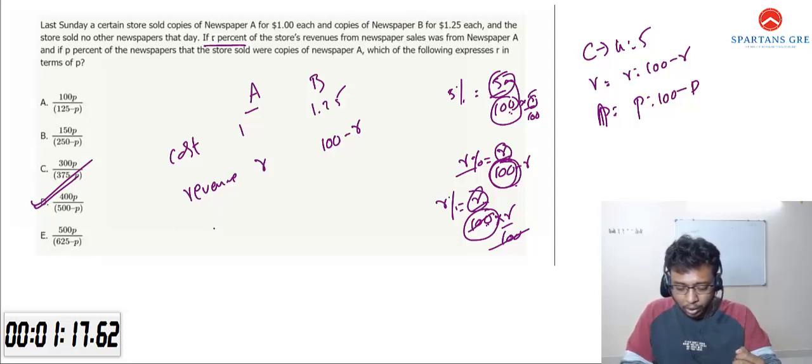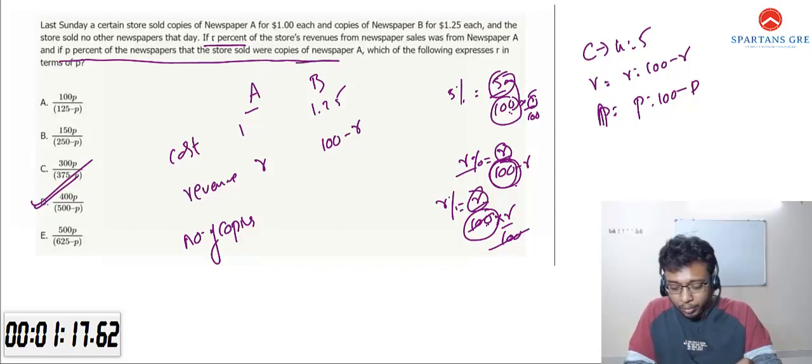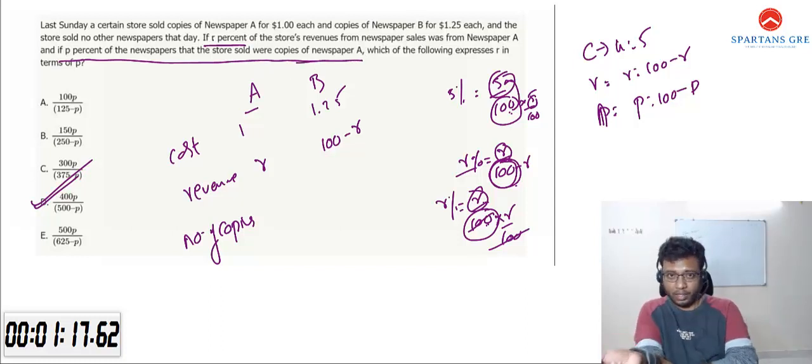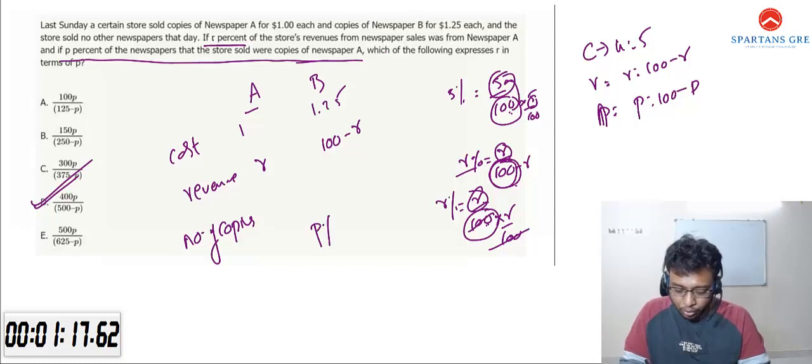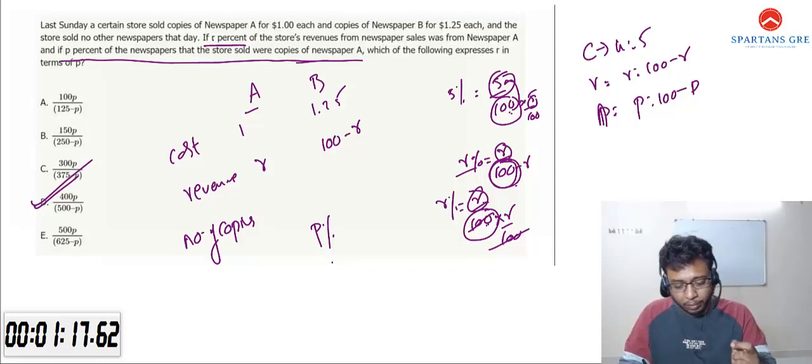Now what is the quantity sold? So number of copies sold. Here he said if P percent of the newspapers that the store sold were copies of newspaper A. He is saying that out of the total newspapers sold, P percent will be your copies of A. That's what he's saying, right?